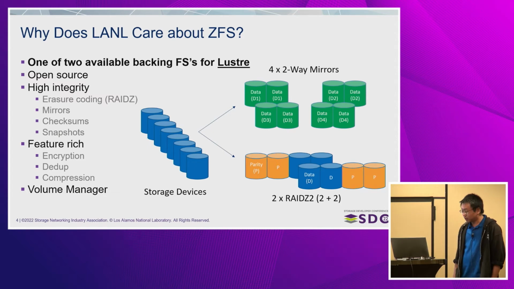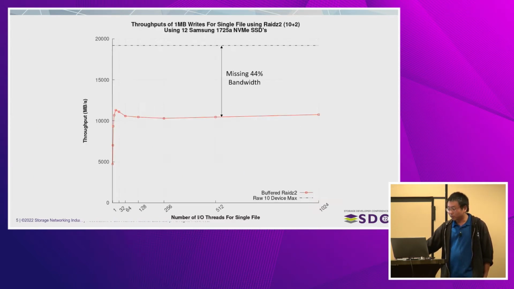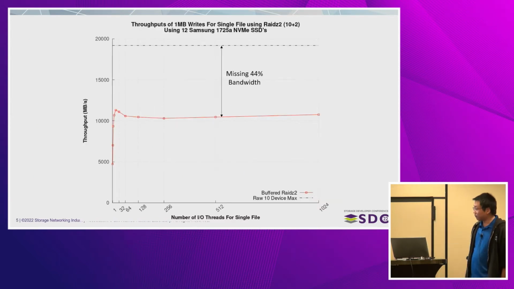ZFS has traditionally been used with hard drives and has many design features that make ZFS backed with hard drives very efficient. However, for our next generation of parallel file systems, we will not be using hard drives. We will be using SSDs. So the first thing we did was place a few SSDs underneath our ZFS pools, otherwise known as Z pools.